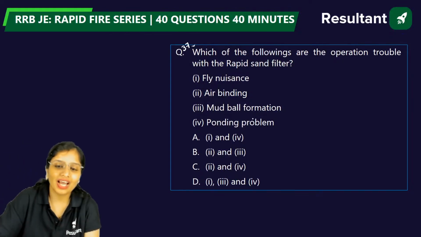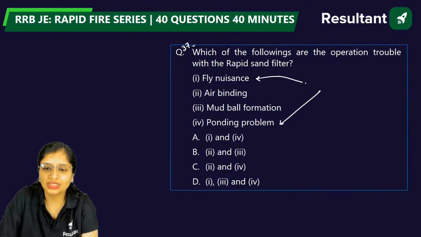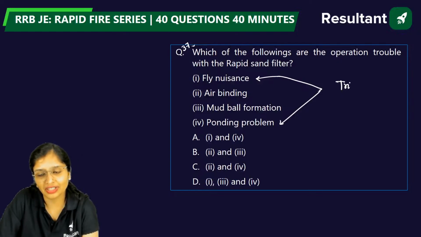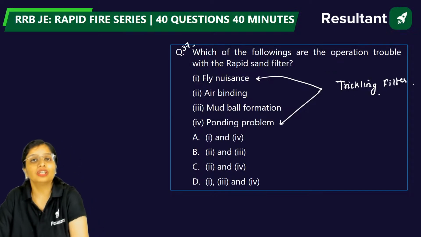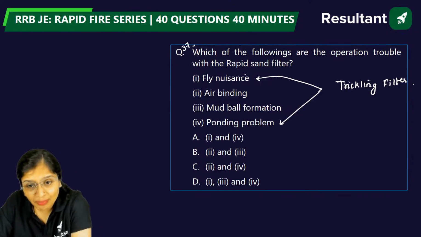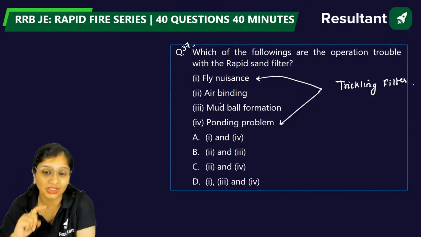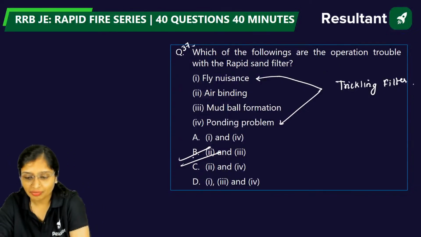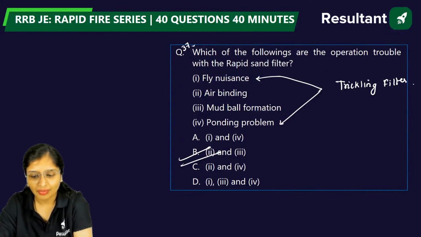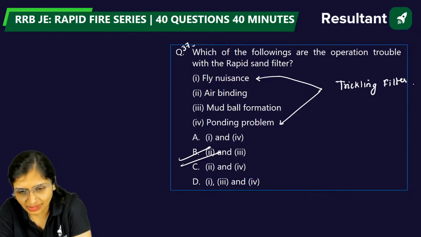See, fly nuisance and this ponding one, both you see in the case of trickling filter. This is not for rapid sand filter. Okay, so this is for trickling filter. It has asked for rapid sand filter. So here you have negative head, here you have mud ball formation. So 2 and 3. So B will be the correct answer. Cool? Okay.